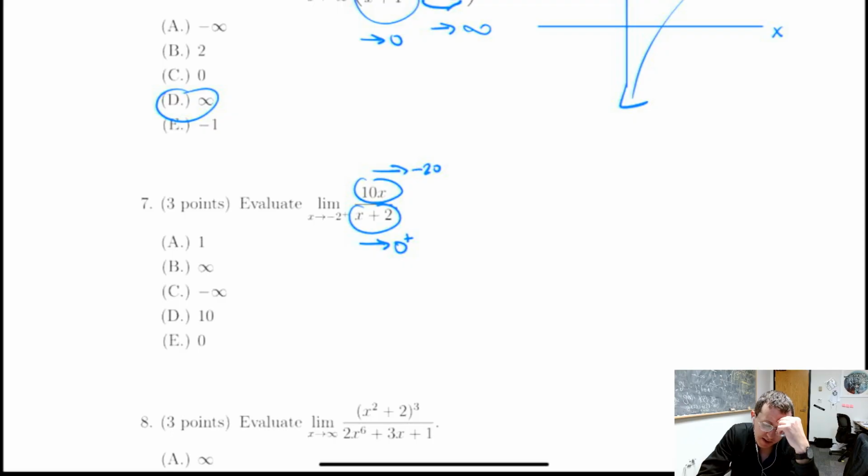So I'm dividing things that are basically negative 20 by things that are slightly bigger than 0. The result is negative because I'm dividing a negative number by a positive number, but it's also getting bigger and bigger because the numerator is staying around negative 20 and the denominator is going towards 0. So this is going to be negative infinity.